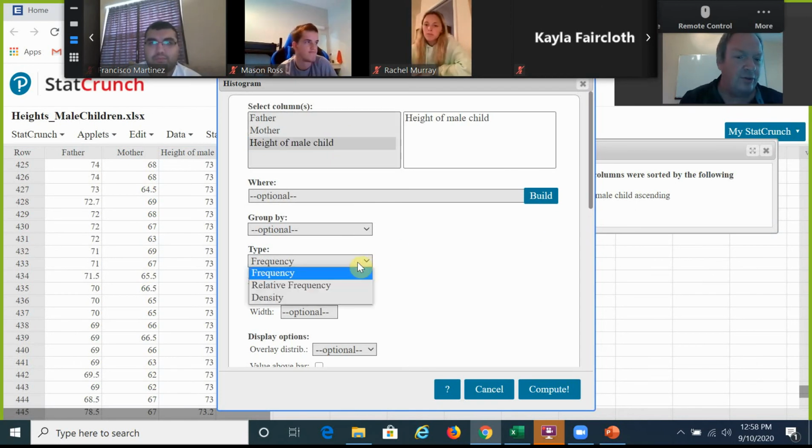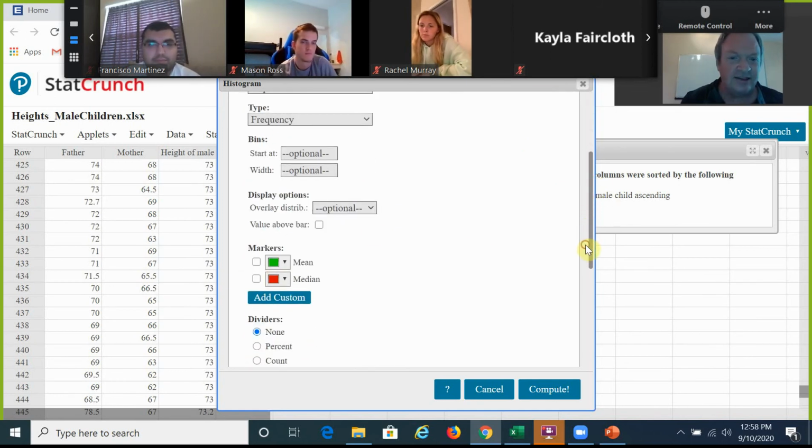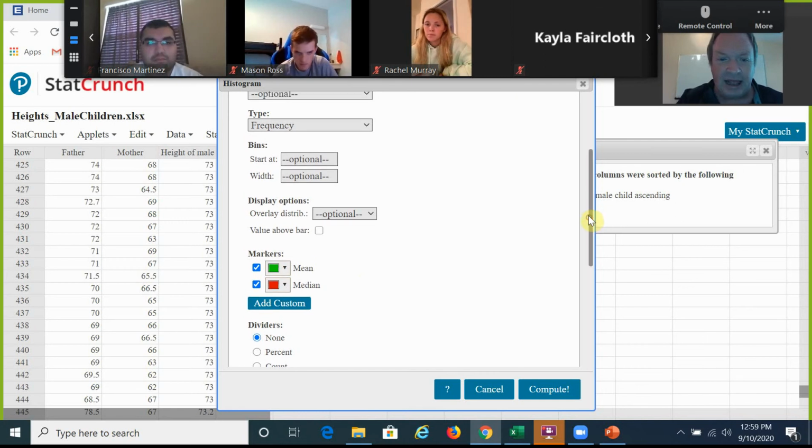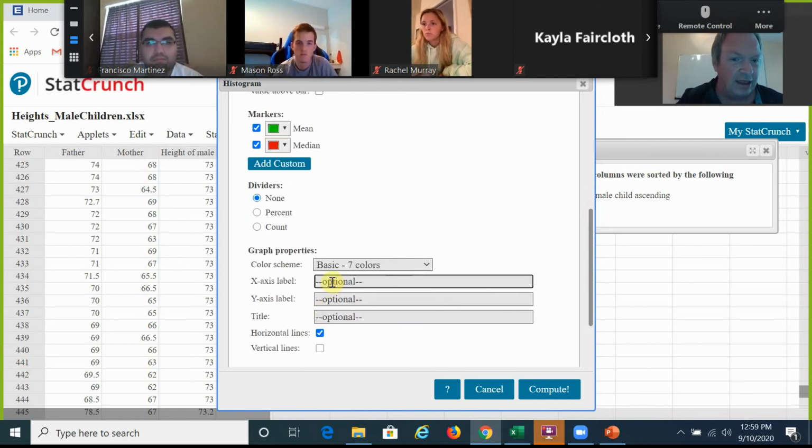You can plot frequency or relative frequency. It doesn't really matter, okay? And this is where you want to pay attention. So a couple of things I usually do. I put markers for the mean and the median. And what that means is it's going to put little lines where those values are. It'll put a green line where the mean is and a red line for the median, okay? And the last thing I'm going to do is put a title in and labels.